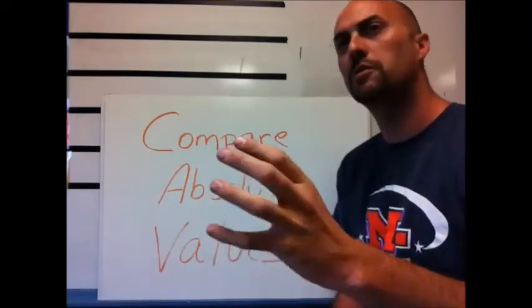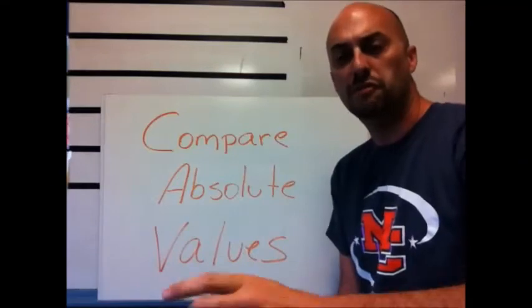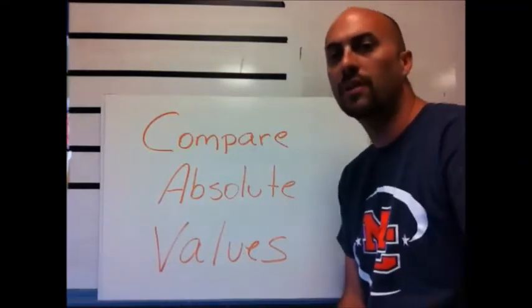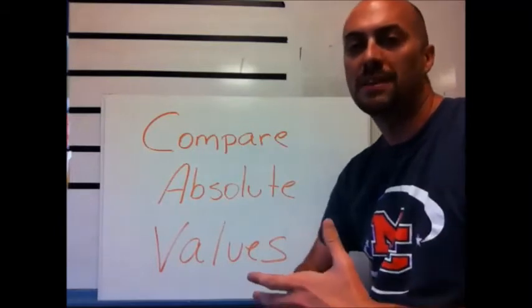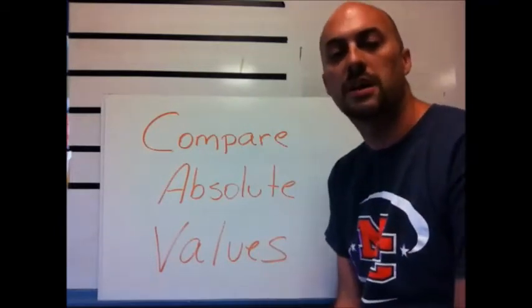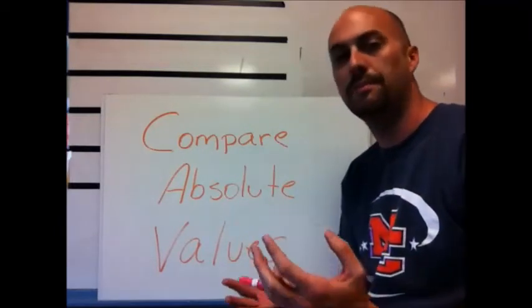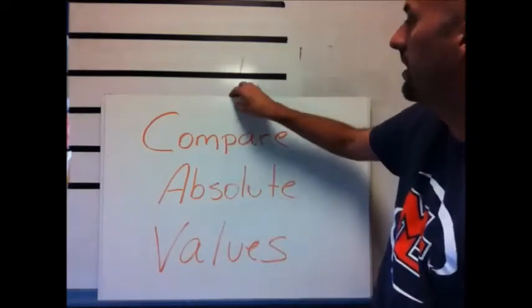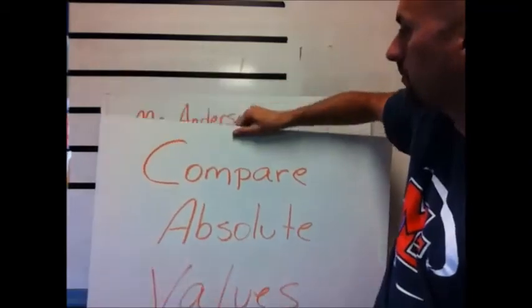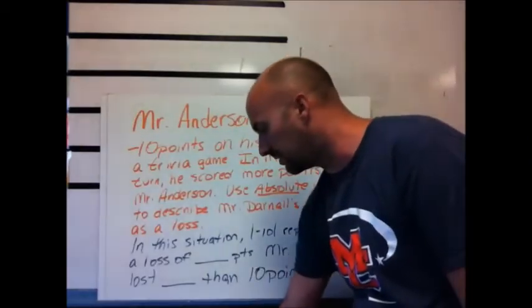Sometimes when you start trying to throw in comparison words like fewer, less, greater, more than, and you're talking absolute value and negative numbers, it gets a little confusing because things start to seem backwards, I guess you could say. So we're going to start looking at comparing absolute value. All right, so let's just take a scenario here.